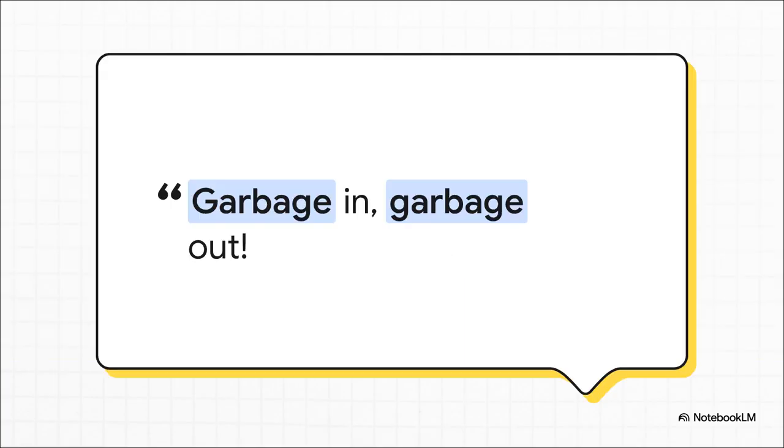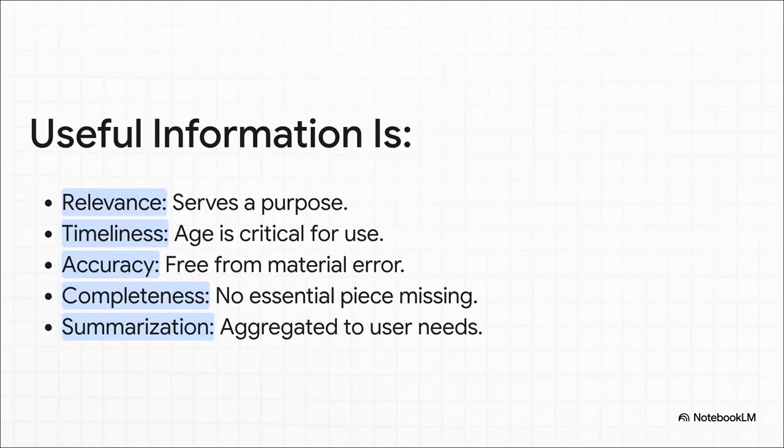Which brings us to probably the single most important rule in all of information systems. It's the reason that first step, data collection, is so incredibly vital. If you put faulty, irrelevant, or just plain wrong data into your system, well, you can only get one thing out. It's a fundamental law. Garbage in, garbage out.